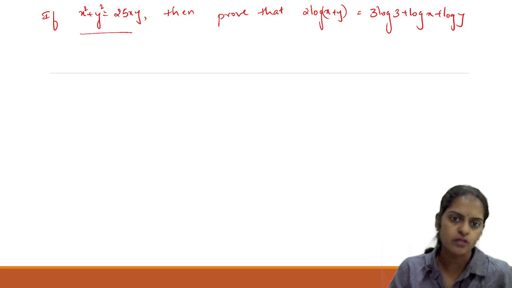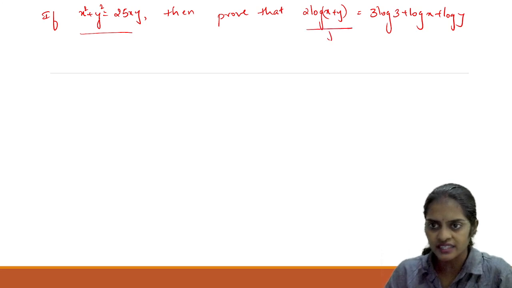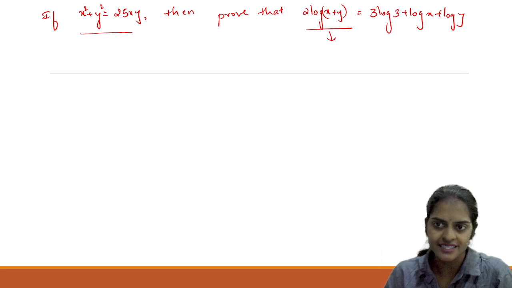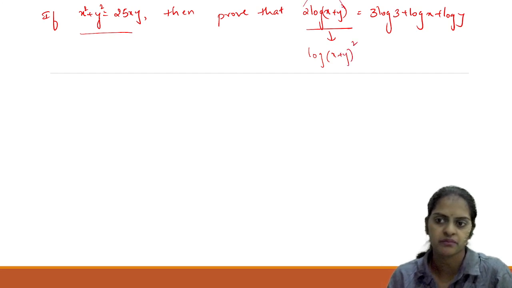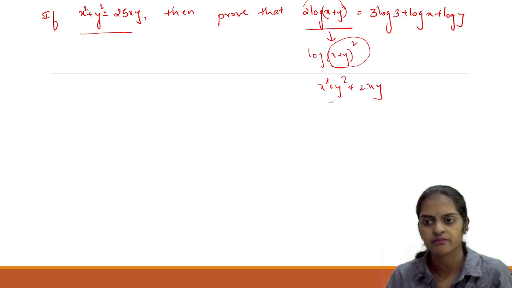Look into the next model. It is given x square plus y square is 25xy. You have to prove this. First of all, look at the LHS of what you have to prove. This is nothing but m log x, so I can write log x power m formula. This 2 goes into the power. Okay, so again what is this? This is x square plus y square plus 2xy.